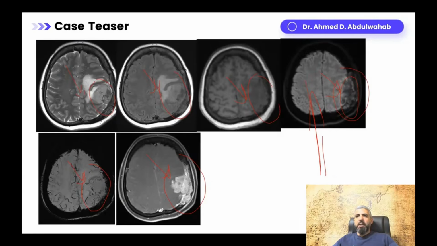So the answer in this case is metastasis, because there is no diffusion restriction, and this metastasis is impinging on the brain and invading the brain parenchyma.